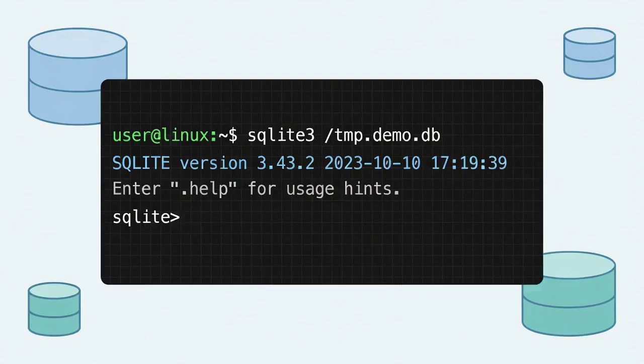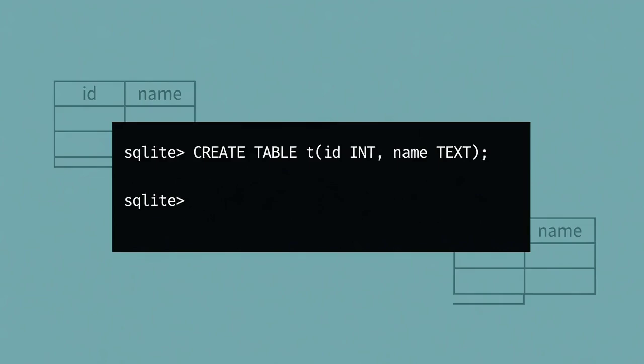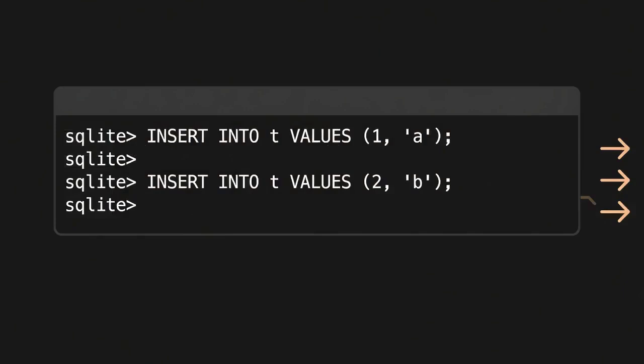The SQLite prompt is our signal that we're now talking to the database engine directly. Next, we define a table called t with two columns, an integer id and a text name. SQL's create table statement is how we lay out the schema before any data can be stored. Now we insert two rows into the table using insert statements. Notice that string literals in SQLite can be written with single quotes. A small but useful syntactic convenience compared to standard SQL's doubled single quotes.